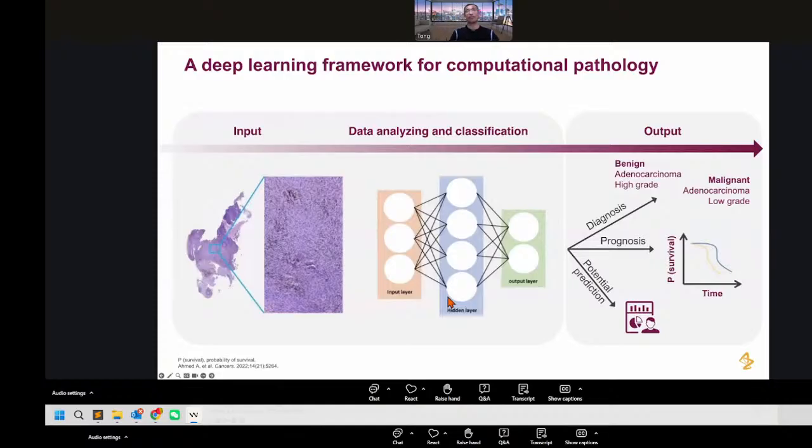So how does this deep learning work? In general, if you don't understand AI or how deep learning works, it's a black box to you. Inside the black box, it's just different layers, hidden layers. That is how it works.